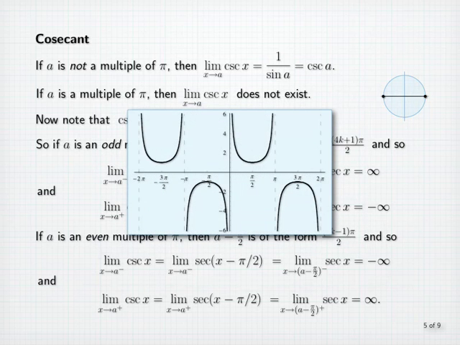This is the graph of the cosecant function. Notice that at even multiples of pi, the limit from the left is negative infinity, while the limit from the right is plus infinity. At odd multiples of pi, just the opposite happens.